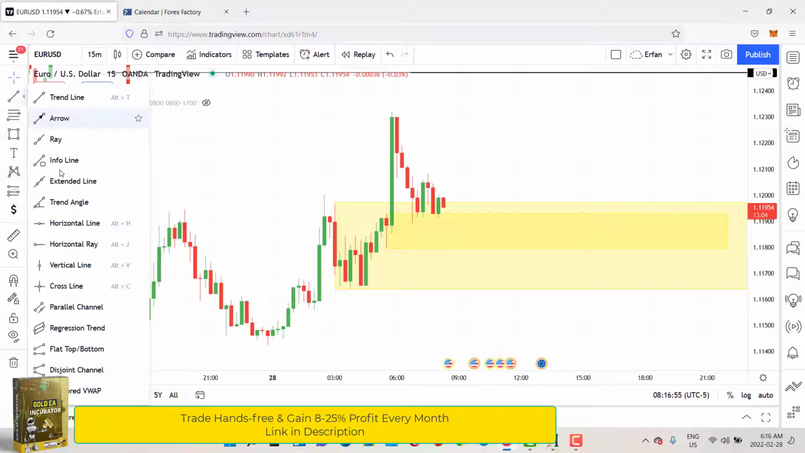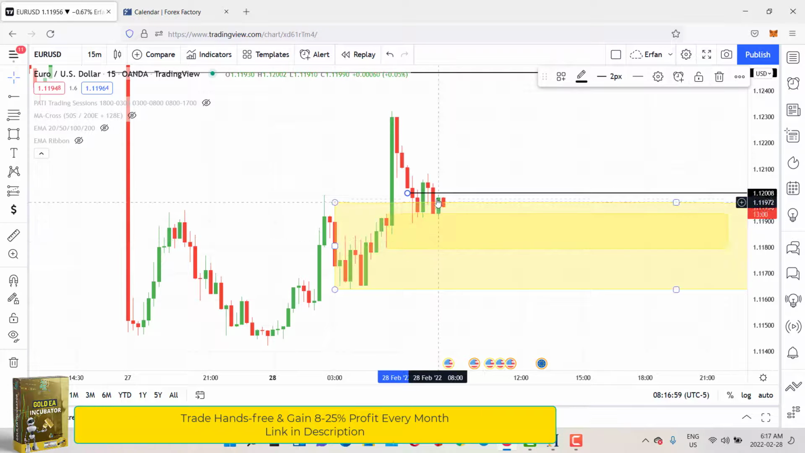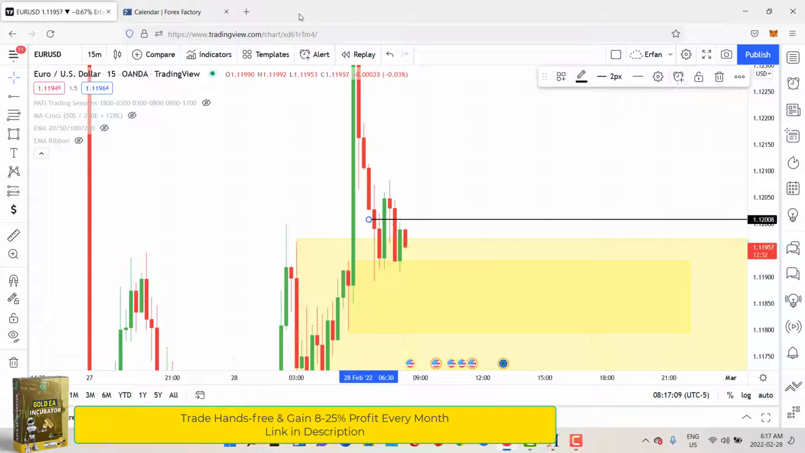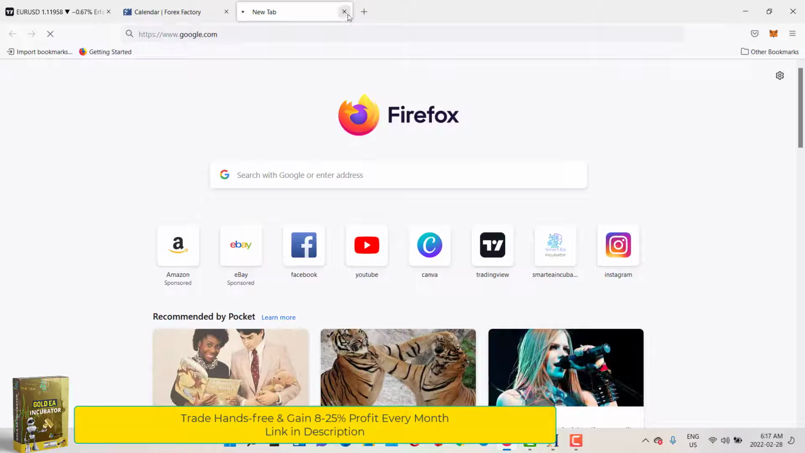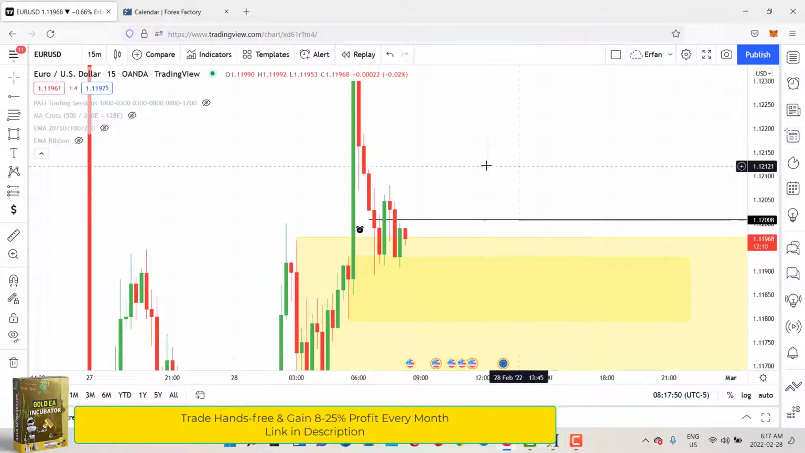So what I'm going to do is put my horizontal ray above this previous candle, because this is going to be a really good momentum if it wants to bounce back. When it actually reached this level, it means that the market is trying to just keep going towards the upside, and then it's going to be a really good buy momentum.